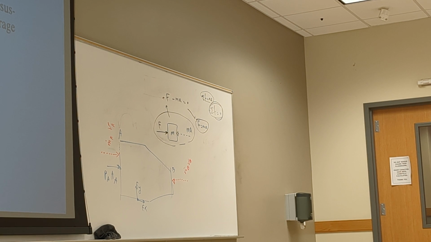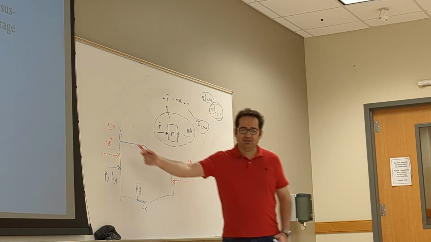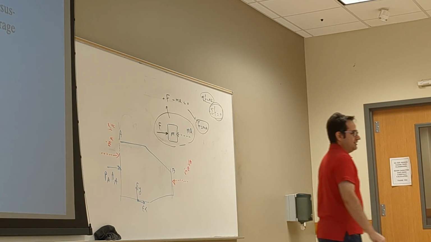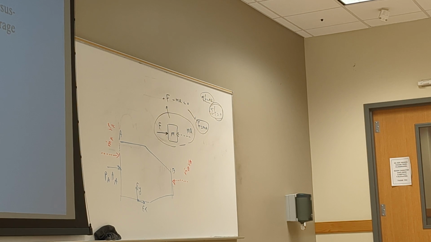Can I ask a question? How do you find velocity at B if you only have velocity at A and delta P? Bernoulli. Who said that? I can see who is ready, who is not. This is one good choice.